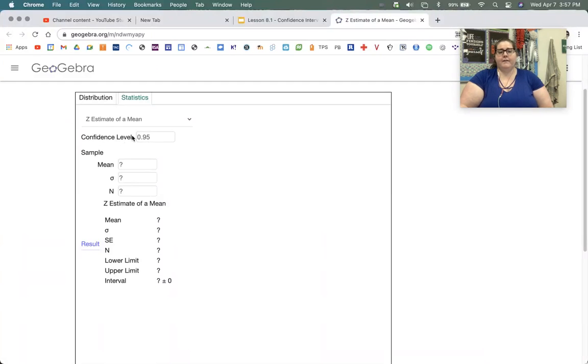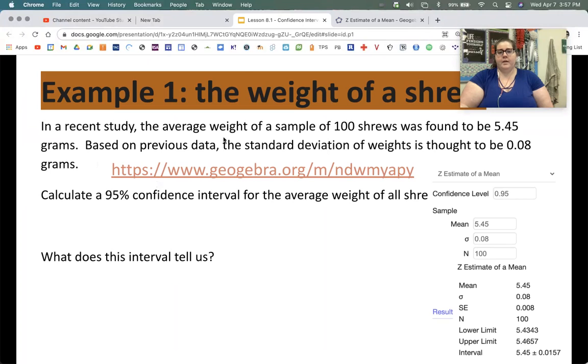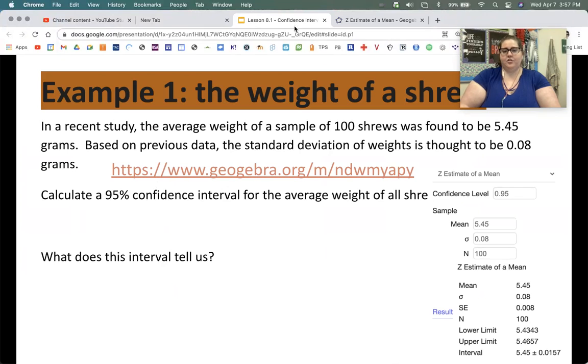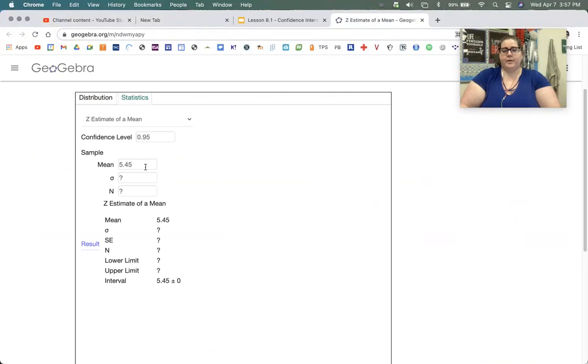So the confidence level I want is 95%, so 0.95. The mean or average from the sample they told us was 5.45. So I'm going to type that in. The mean is the average. This little symbol right here, it kind of looks like an O. That is the standard deviation, which they tell us is 0.08.